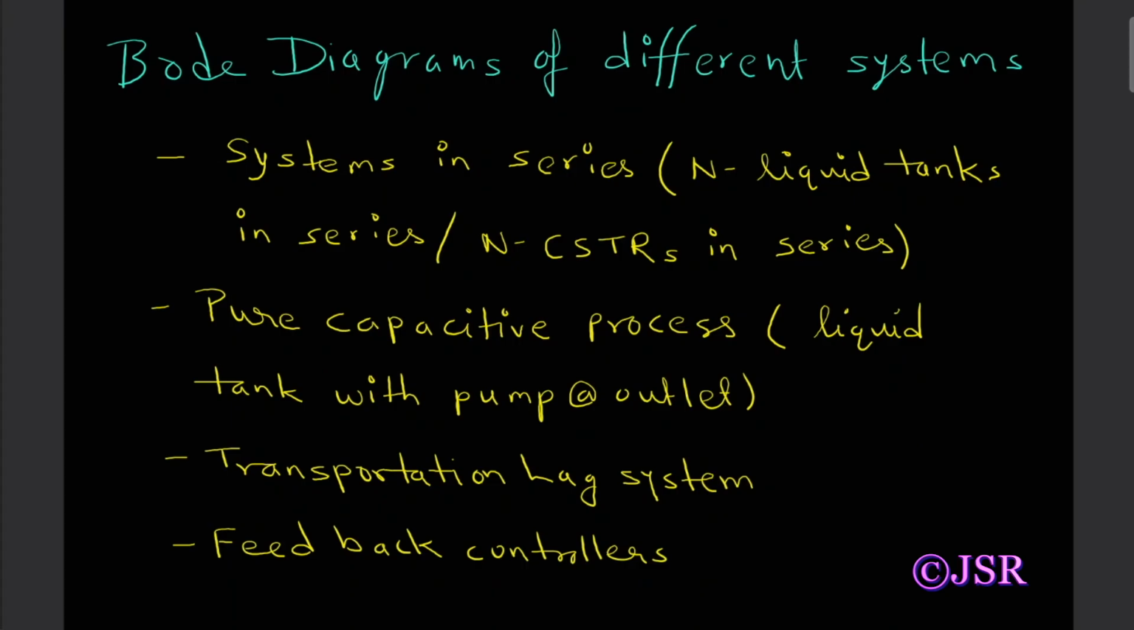So here we will discuss the Bode diagram of different systems. The highlights of these lectures are as follows. First, we will discuss the Bode diagram of systems in series, such as n liquid tanks in series or n CSTRs in series. Second, pure capacitive process. Here we will see the example of a liquid tank with a pump at the outlet.